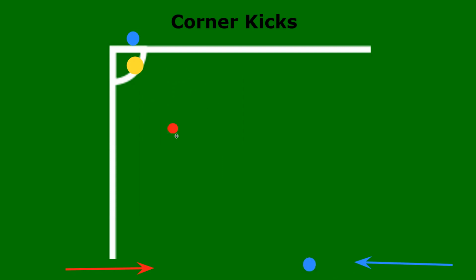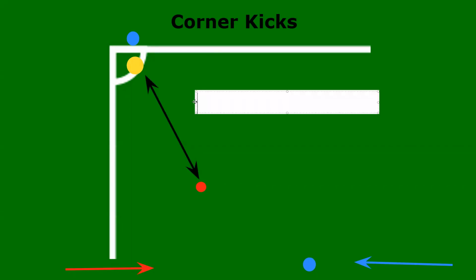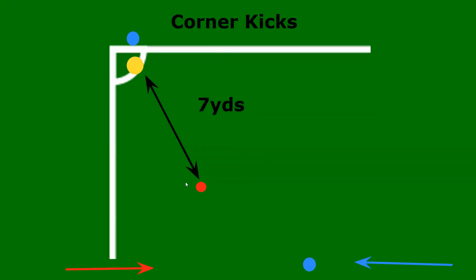However, the defense cannot come up to the ball. They must stay 7 yards back. So I don't have a really good way of writing that on here right now, but they should maintain 7 yards. All right, put that on there. Actually, I might be able to do it this way. So yeah, 7 yards back. Defense must be 7 yards back on our corner kicks. Okay.